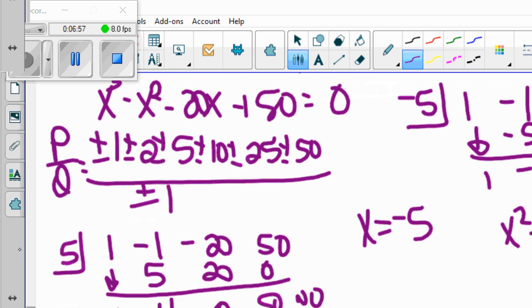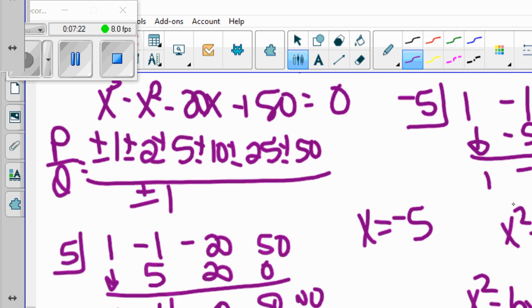I look at, will this factor? What can I multiply together to get 10 but add to get negative 6? Nothing. So it doesn't factor. So then I either have to do quadratic formula or complete the square to make it factor. You know me, I love complete the square. I'm going to complete the square to make it factor. So x squared minus 6x plus a blank equals negative 10 plus my blank.